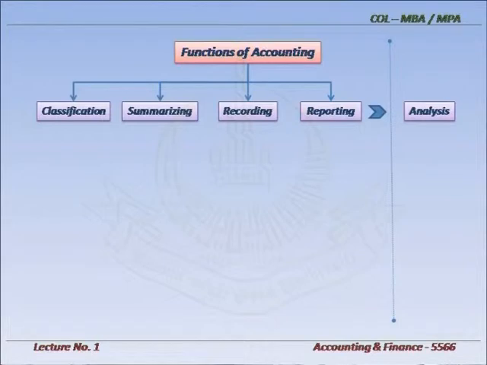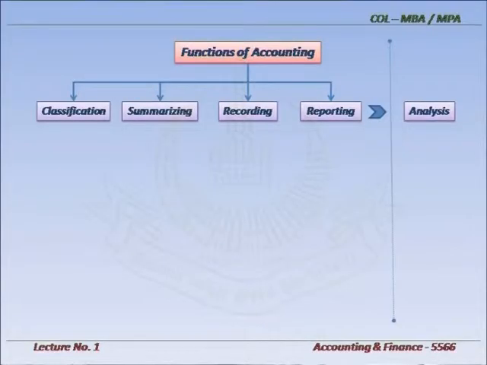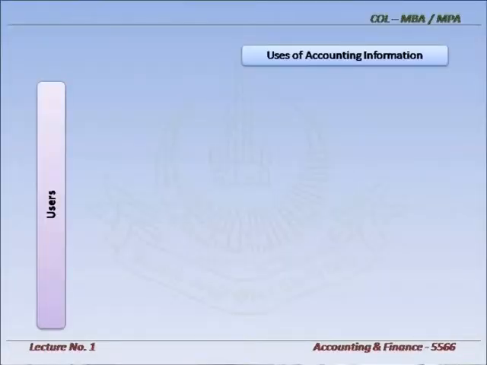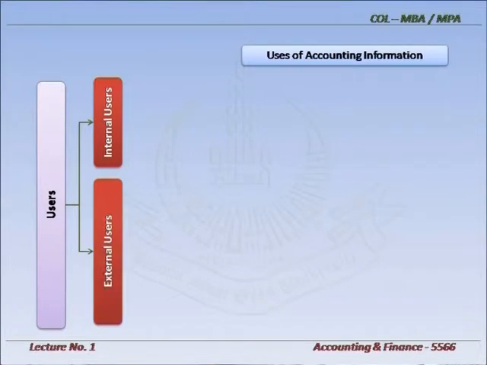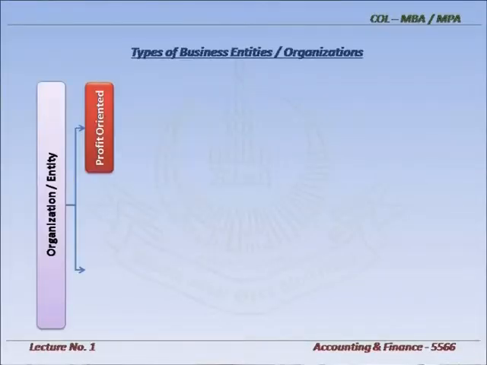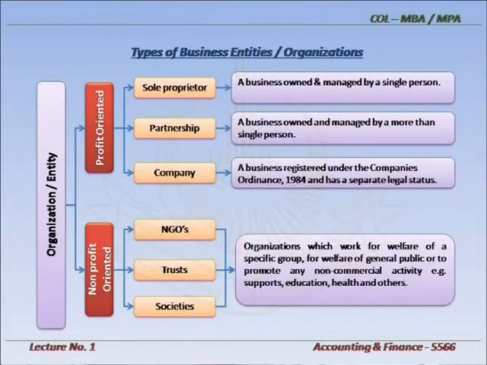The analysis step or phase is more concerned with financial management and corporate finance, but it is based on the accounting information and reports. Then we studied the phase analysis of financial reports, which is a concept of corporate finance, but based on the accounting information. After this, we discussed the users of accounting information, which are internal and external users, and their respective use of accounting information. Then we studied the types of business entities, profit-oriented and non-profit-oriented businesses, and different forms of business under each type.